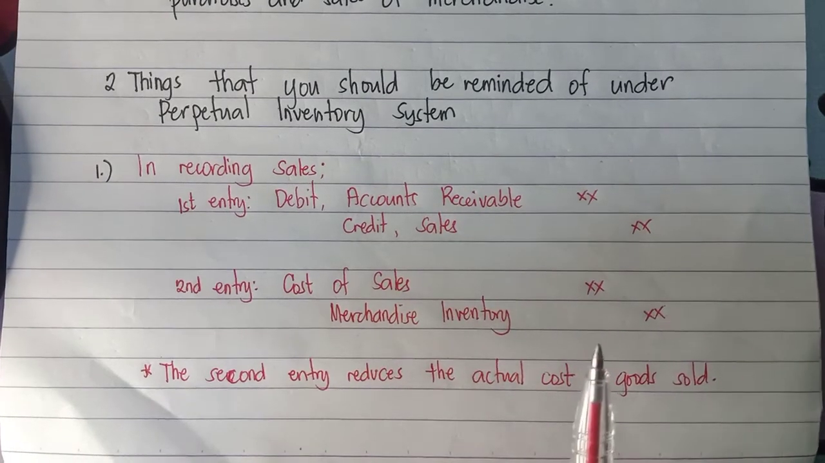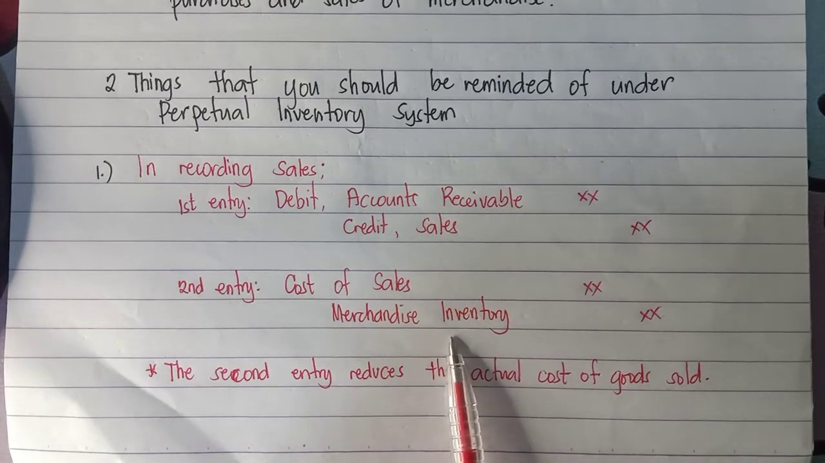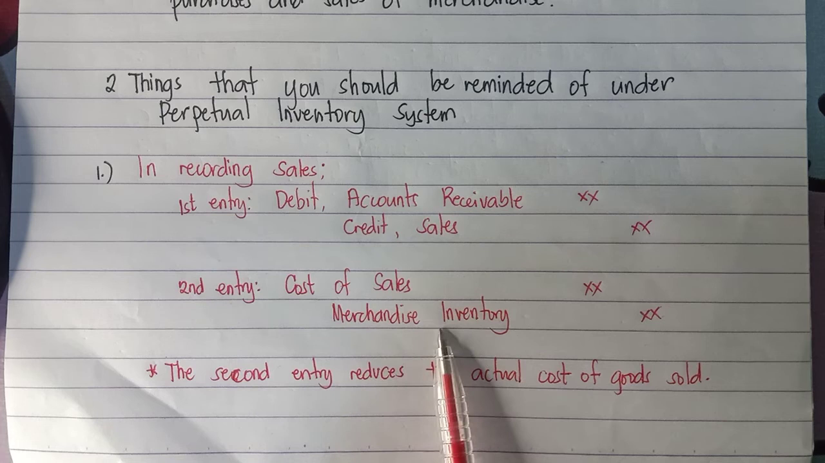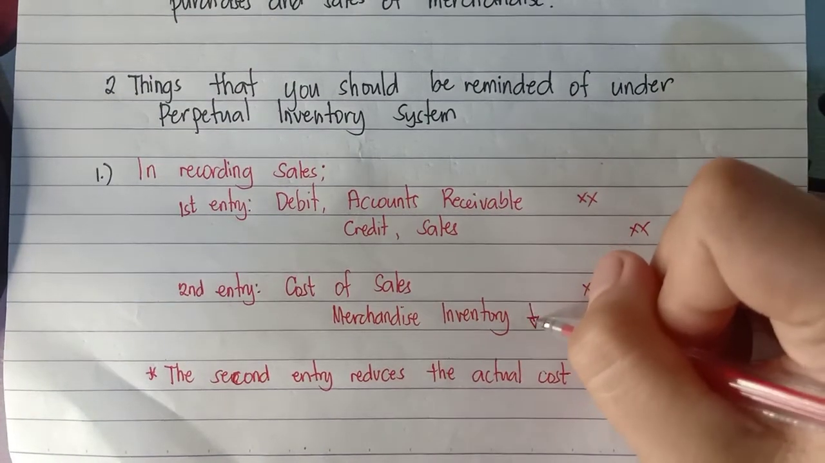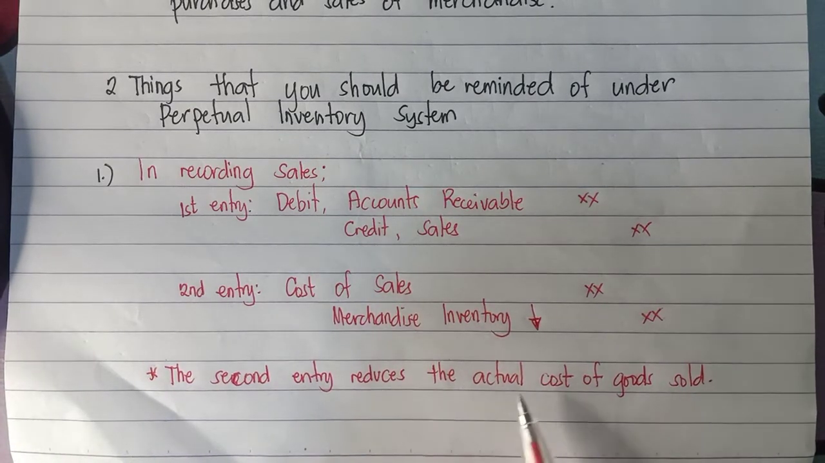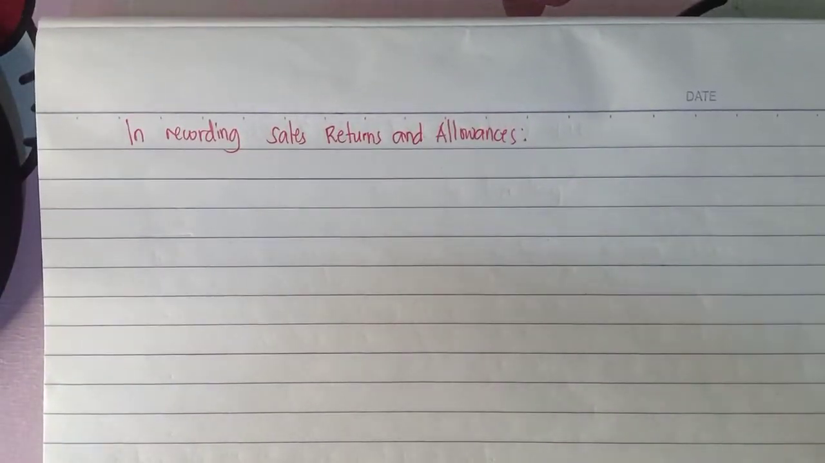For the second entry, we also debit cost of sales and credit merchandise inventory kasi naka-issue tayo or naka-benta tayo ng merchandise inventory. So, kaya si merchandise inventory is decreasing, kaya nag-credit tayo dito. Then, cost of sales, debit. So, the second entry records the actual cost of goods sold or the cost of sales. Same lang sila.